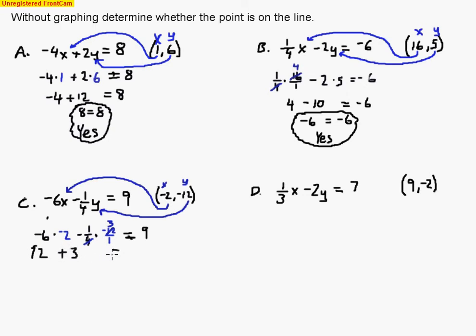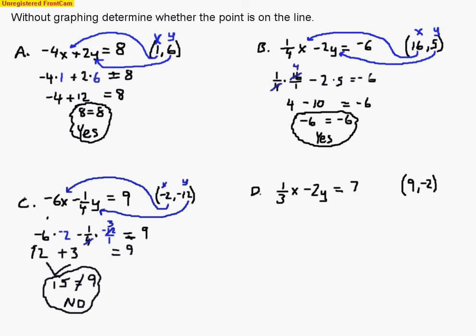And that should all equal 9. But it doesn't. 12 plus 3 makes 15, and those two numbers are not the same. 15 does not equal 9. So that means this point is not on this line. So then we say, no, it's not on the line. The proof's right here. 15 doesn't equal 9. So again, make sure that you're watching those signs. Negative times a negative makes a positive.